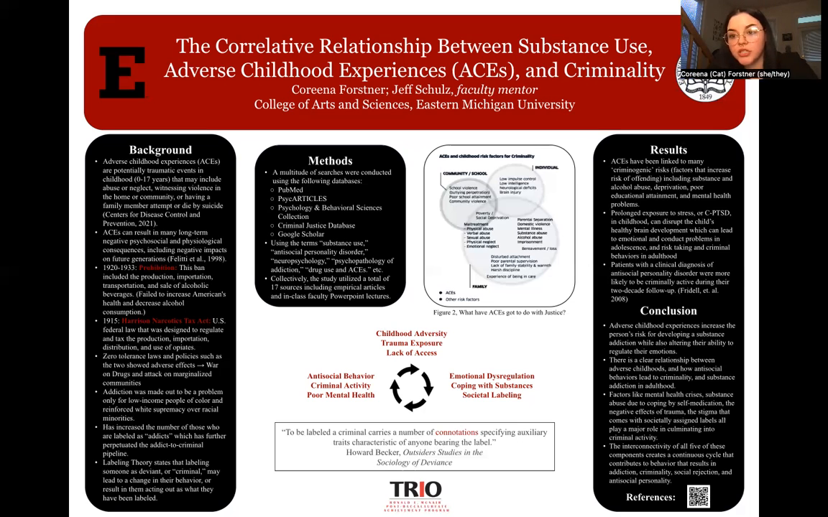However, before Prohibition, there was the Harrison Narcotics Tax Act, which, according to Courtright, was a United States federal law that was designed to regulate the tax, importation, distribution, and use of opiates across the country. Its goal was to confront the increasing number of opium addictions by prosecuting unregistered narcotic dealers and keeping narcotic transactions only within legitimate medical channels. Zero tolerance laws and policies such as the two showed adverse effects.